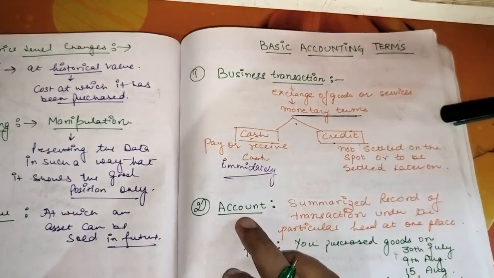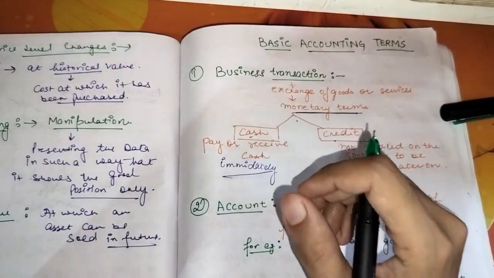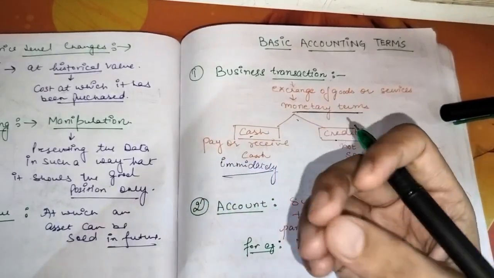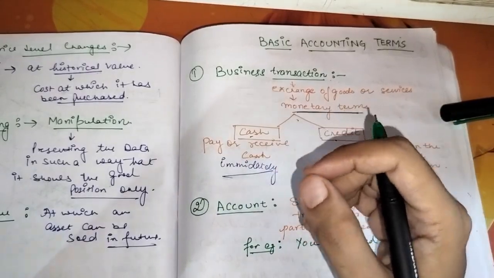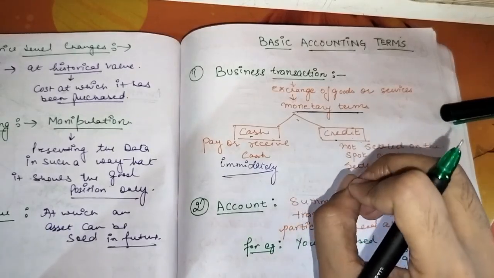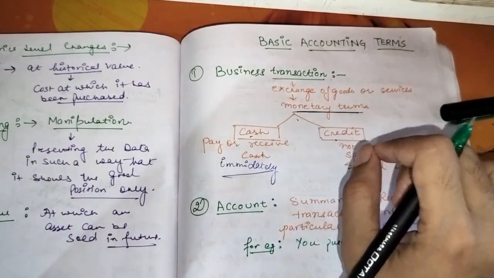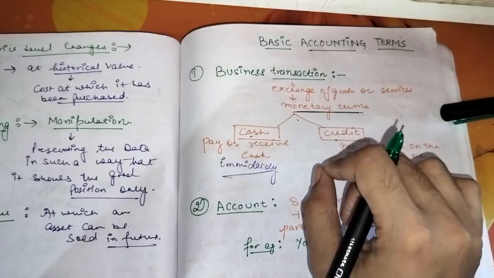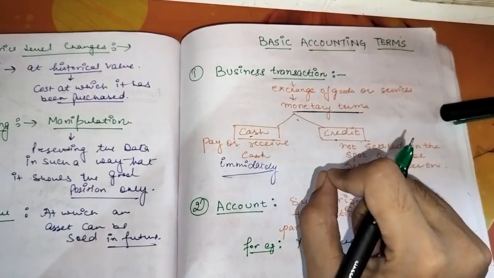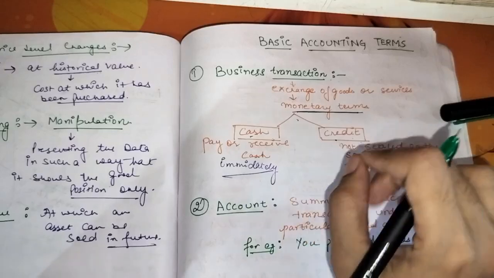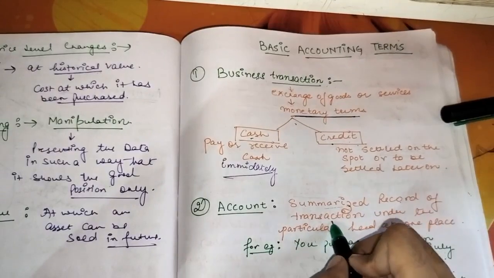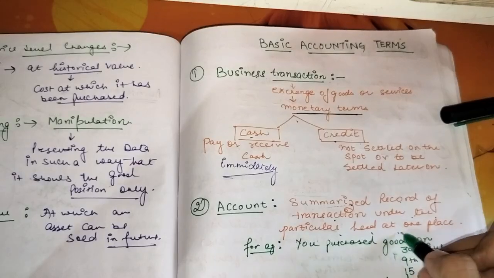Now the second one is account. We are always talking about accounting. We have discussed already what accounting is, but what basically does account mean? Account is basically a record, or you can say a summarized record of the transactions under one particular head. For example, you are purchasing furniture 3 times. In this, furniture is that particular account under which all the transactions related to furniture will be recorded. So what account is: it is the summarized record of transactions under the particular head at one place.